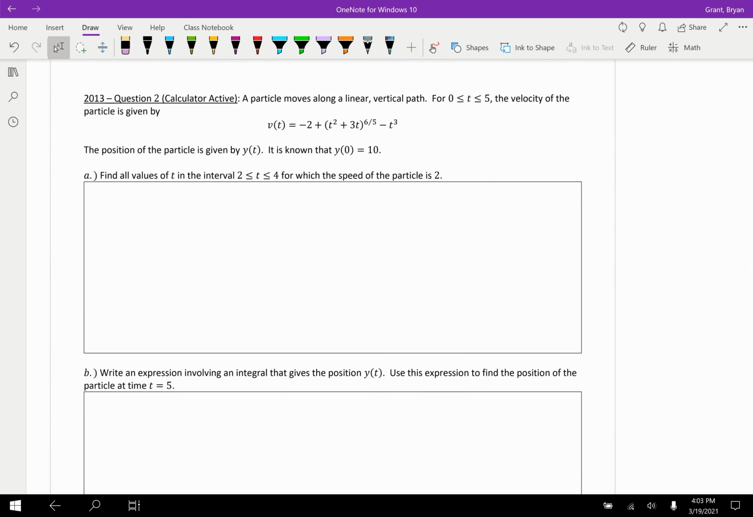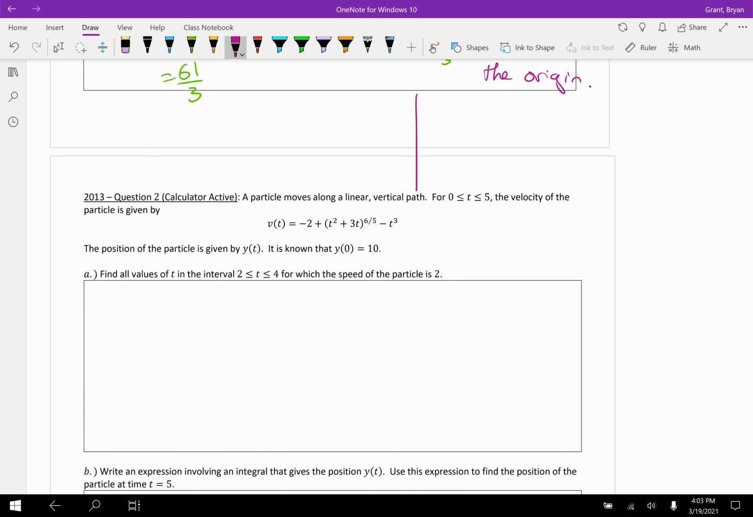This one gives us a velocity equation, just a single velocity this time, very nice. And they're telling us it moves along a linear vertical path. So this time our particle is moving up and down. So we have the origin here, maybe think of sea level or 0 degrees or something like that. You can either move up or move down, which is why they've called our equation y of t for position, because you're located along the y-axis instead of the x. It's known that at a time of zero, you're located 10 feet, meters, miles, degrees above zero.